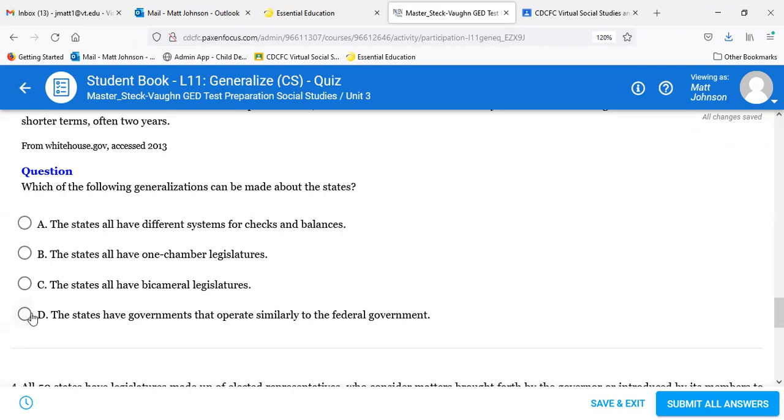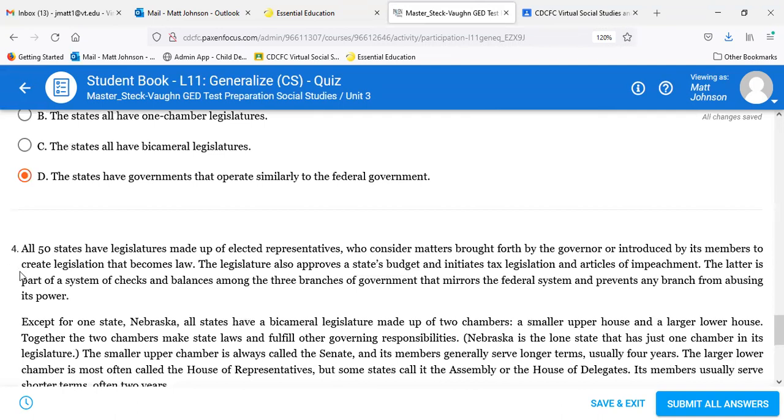Actually, it's D. The states have governments that operate similar to the federal government. Generally speaking, the way they go about things might be a little bit different, but as far as the way they look, they're very similar to the federal government. So that generalization, that states have governments that operate similar to the federal government, makes the answer D as in dog for 3.